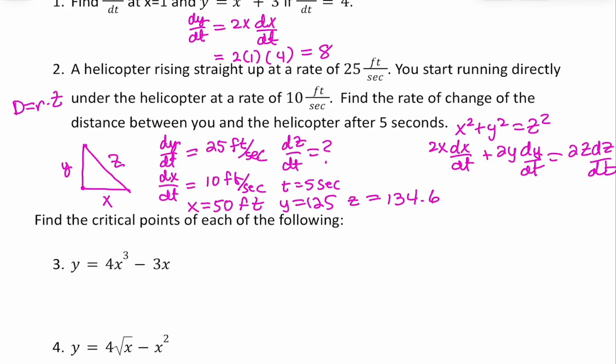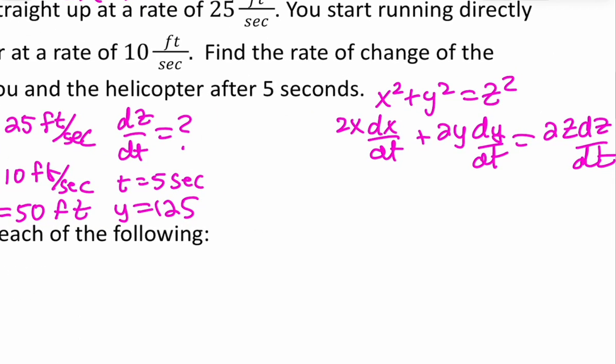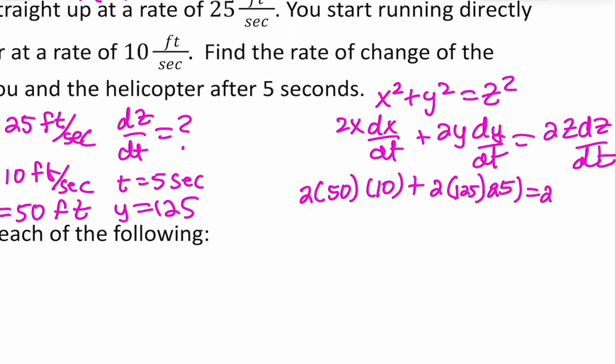So we have everything we need now to plop into our formula. So let's plop the stuff in. Okay, so x was a distance of 50. The rate was 10. y was a distance of 125. The rate was 25. z is 134.6. I don't know dz dt.